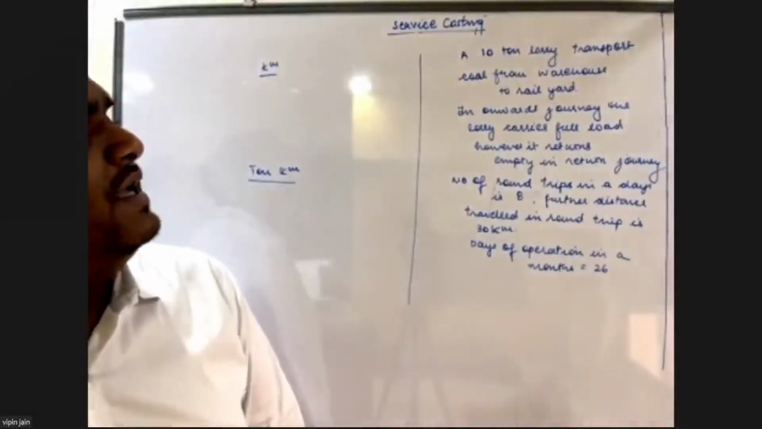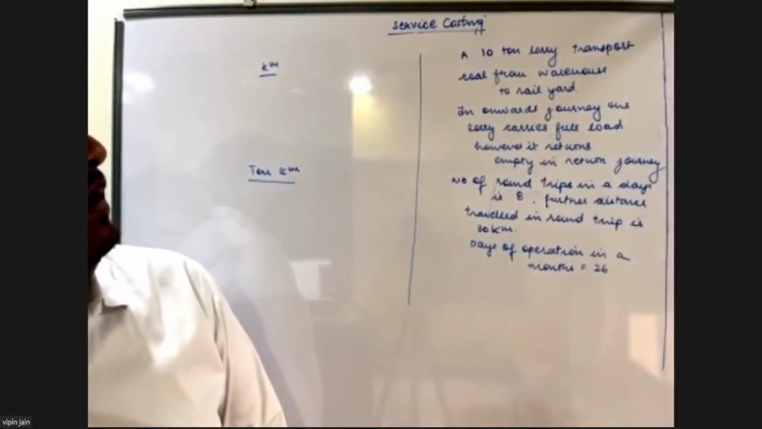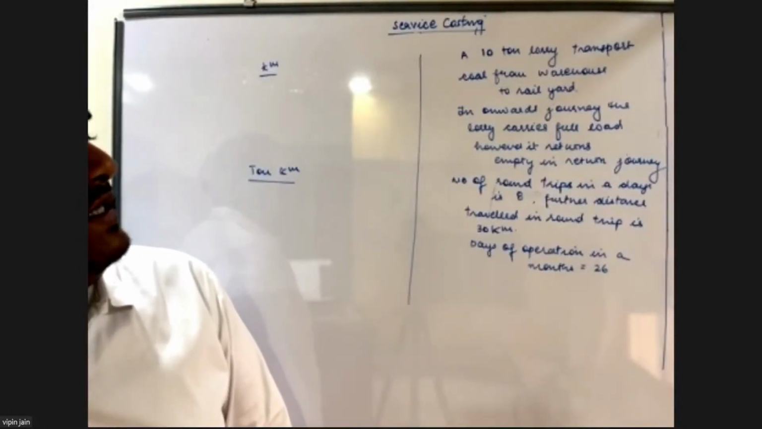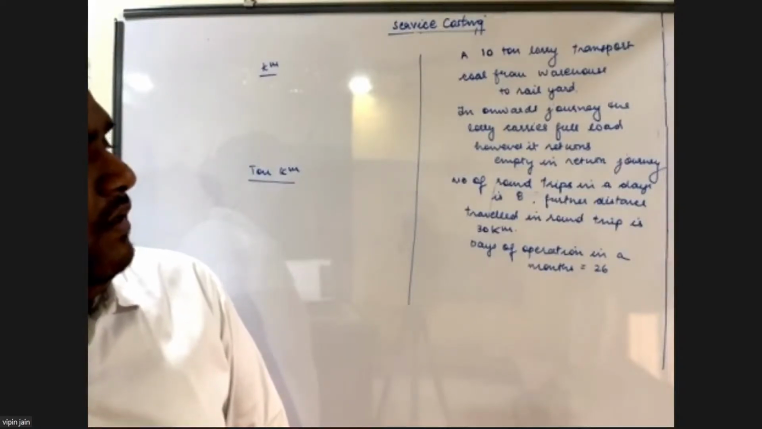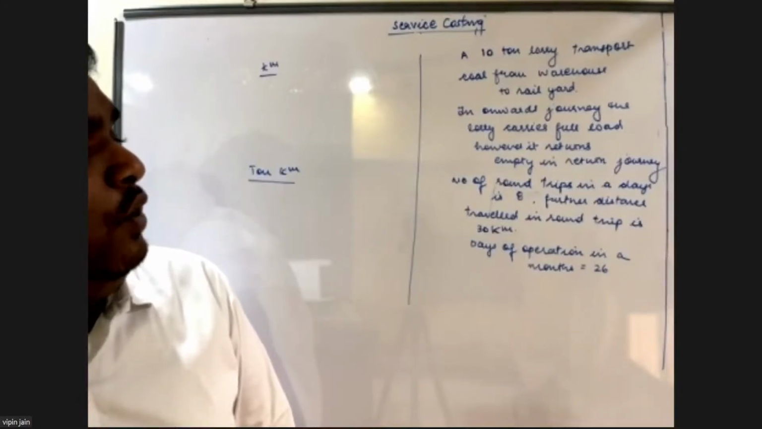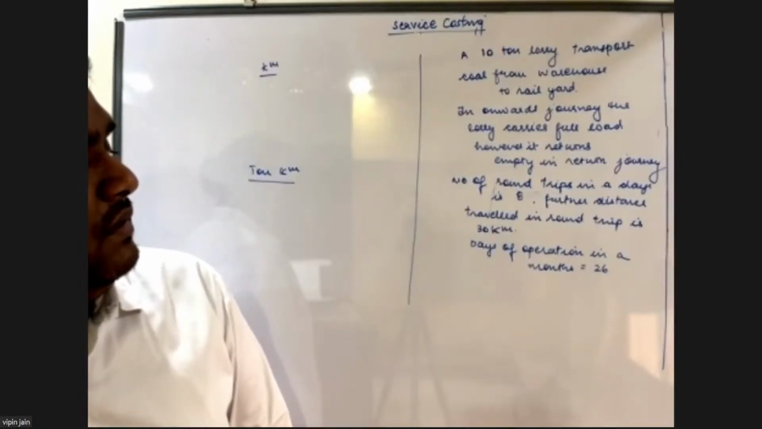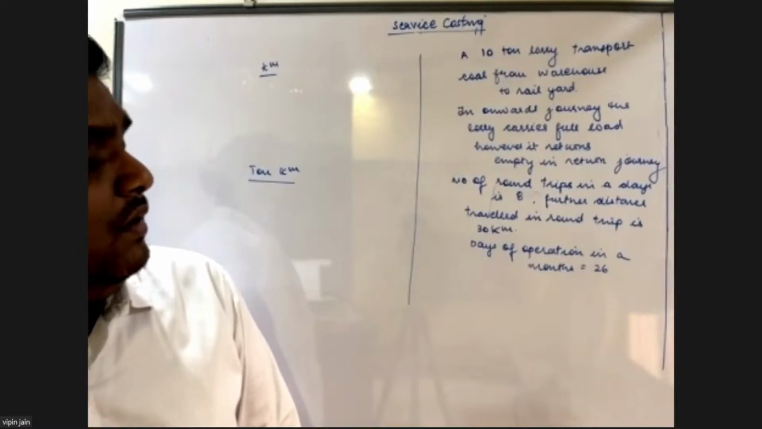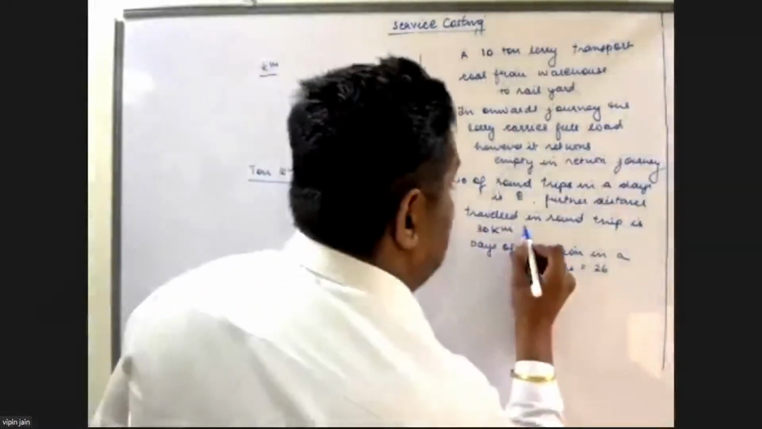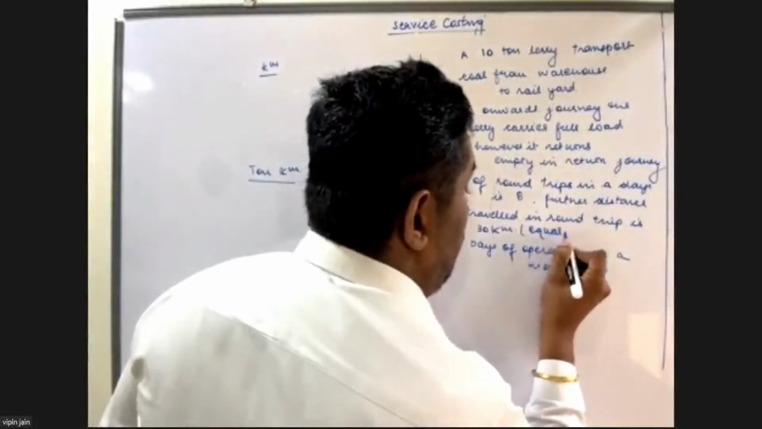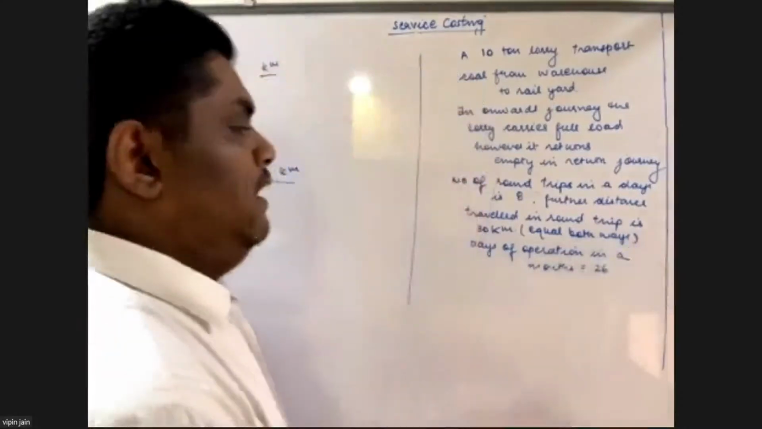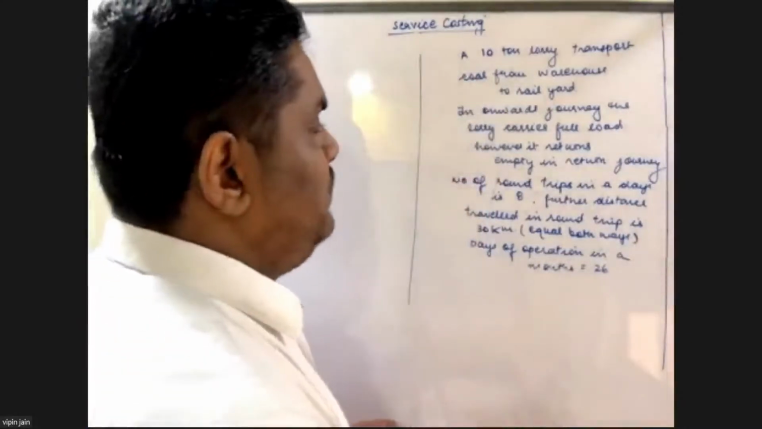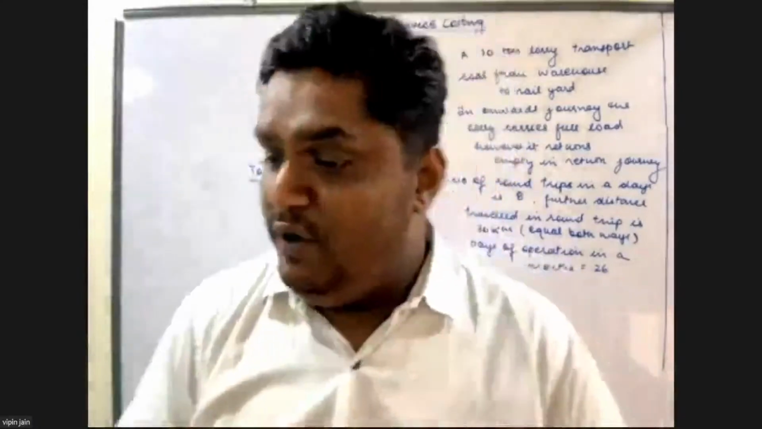A 10-ton lorry transports coal from warehouse to rail yard. In the onward journey, that lorry carries full load. However, it returns empty in the return journey. The number of round trips in a day is 8. Further, the distance traveled in a round trip is 30 kilometers. Days of operation in a month is 26. So waiting for your answers, guys.